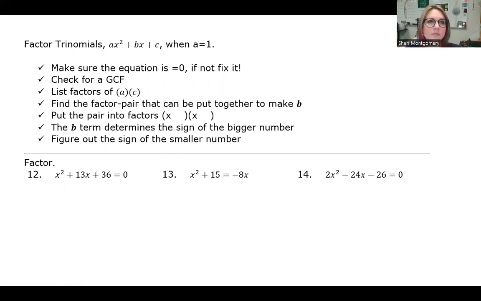Our first step, make sure it's set equal to 0. It is. Now we're going to list factors of 1 times 36, which is just 36. I usually just start at 1. 1 times 36, 2 times 18, 3 times 12, 4 times 9. Can you think of anything else?